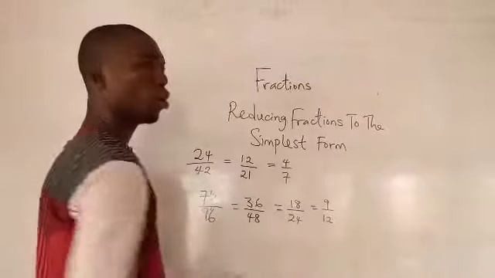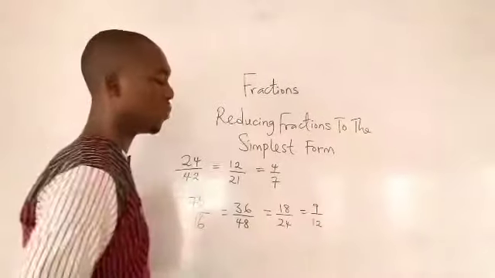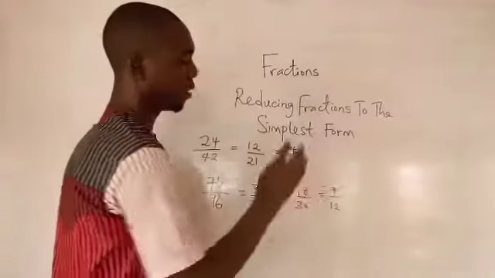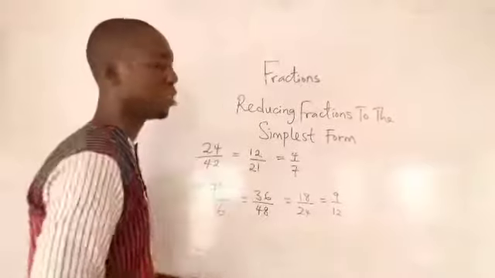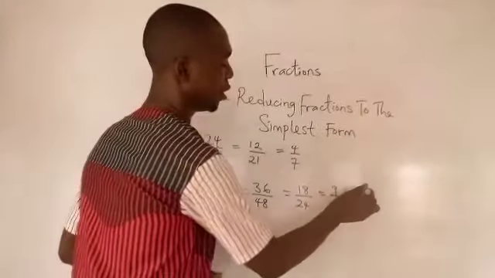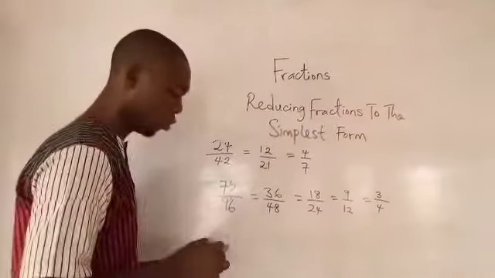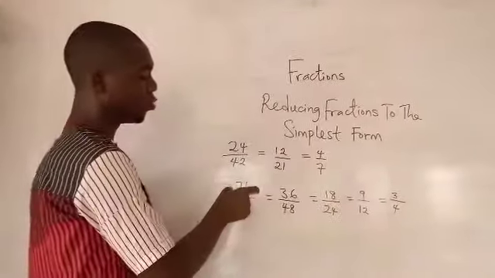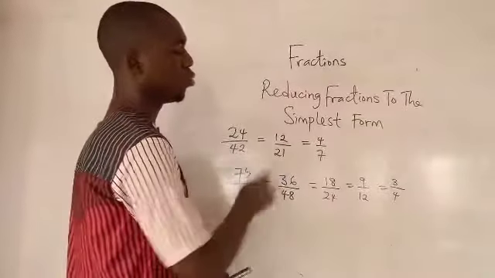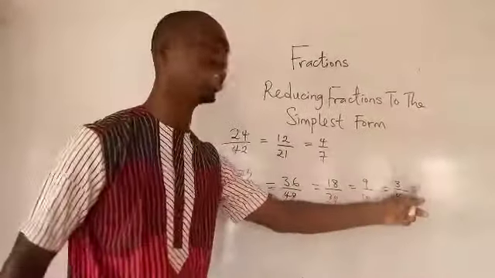Now, one of them is odd. That means we can no longer divide both of them by 2. These two numbers now have a common factor, which is 3. So, 9 divided by 3 is 3. 12 divided by 3 is 4. So, with this, we have reduced 72 over 96 to the simplest form, which is 3 over 4.